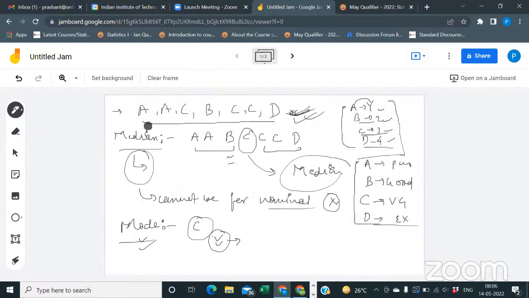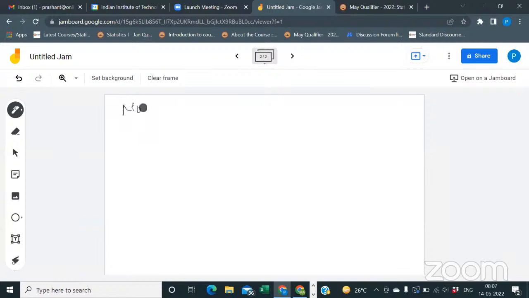For this categorical data, which measure of central tendency can you use? You can use median, if it's in ordinal form. You can use mode, right? Can you use mean? No. Why? Mean is for nominal data, not ordinal. The categorical data. Mean is also not for nominal. You are getting confused between nominal and ordinal, right?